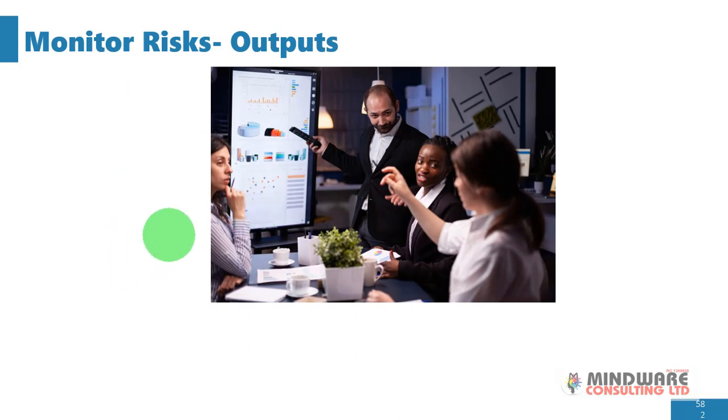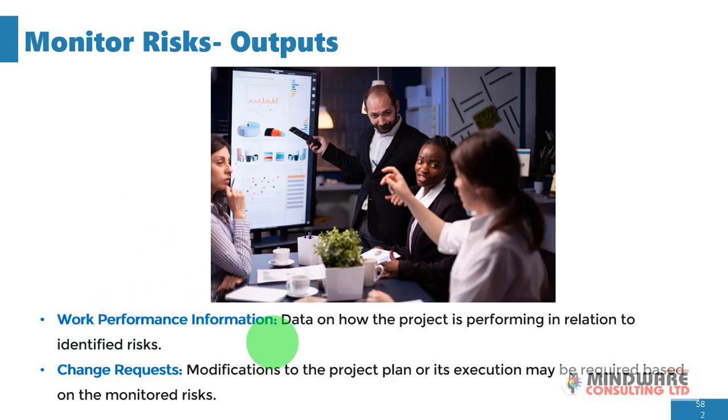Now, what are the outputs in this process? Firstly, we have the work performance information. Now, these are data on how the project is performing in relation to identified risks. Okay, so risks could be high, yet the project is performing very, very well. Okay, and vice versa. Change requests. Modifications to the project plan or its execution may be required based on monitored risks. Okay, so those are the outputs for the monitor risk process.